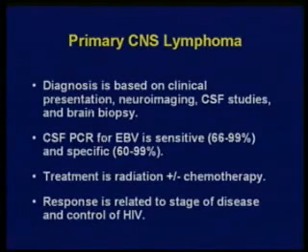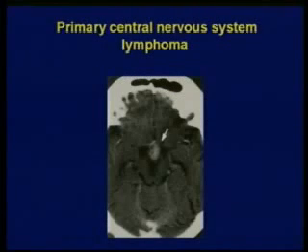Treatment is radiation chemotherapy, and response is related to the stage of disease and control of HIV. So people basically who are on medicine and have a high T-cell count tend to do better. But some of it is also based on the type of cancer. It could be very aggressive, and no matter what you do, the patient just dies anyway. That just shows lymphoma.